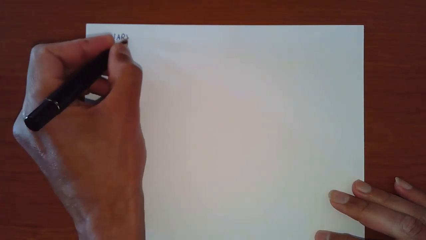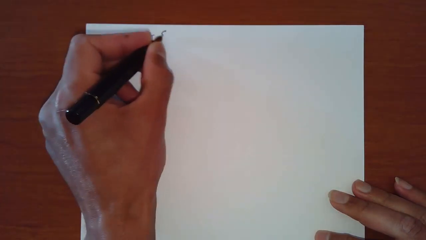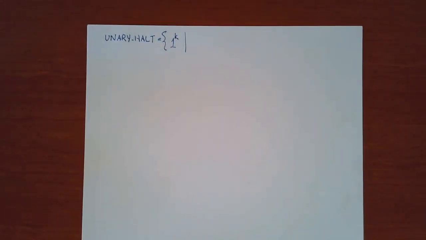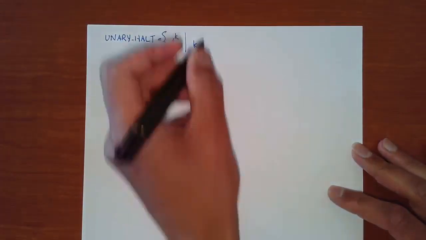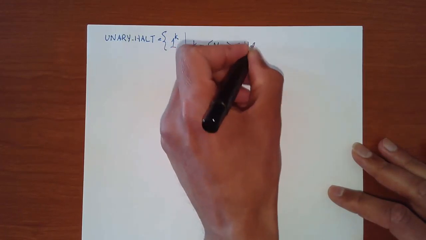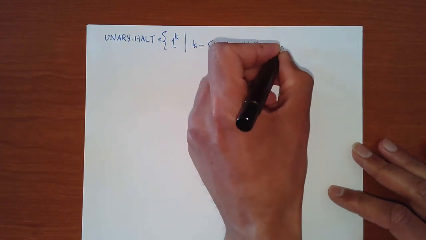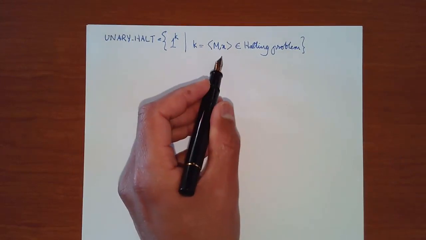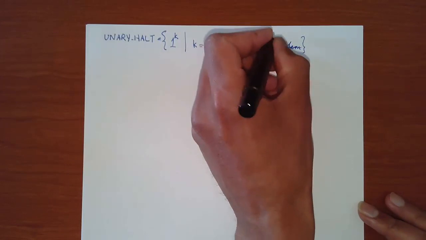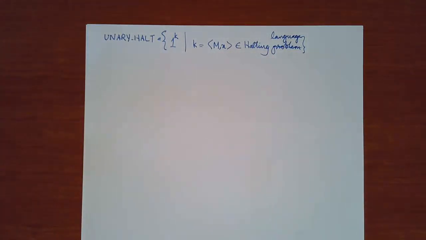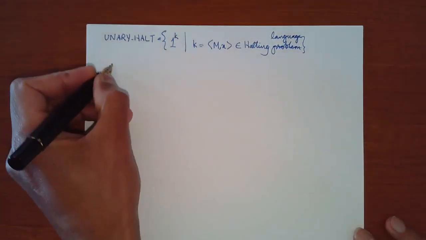So you could simply take the language unary halt, which is 1 to the k, where k is equal to, let's say, the representation of mx in the halting problem. So you basically take every instance in the halting language, and you just encode that as an integer, and you say 1 to the k. So unary halt. So this is undecidable.